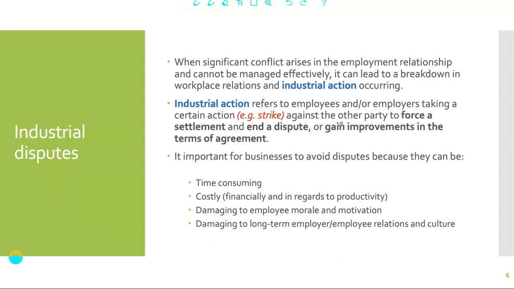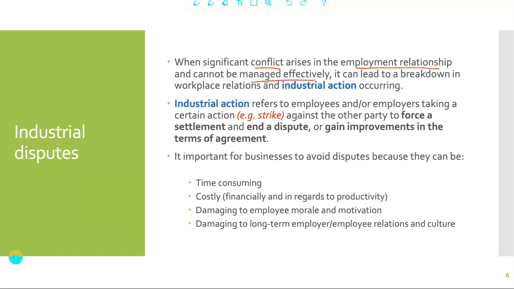So what do we mean by an industrial dispute? We have been talking in previous videos that there is an inherent conflict between employees and employers because of employees' desire for high wages, good, strong working conditions, which cost money, maybe even not to work as hard, and business's objectives are to maximize profit. There is a conflict. This means that sometimes employment relationships cannot be managed effectively.